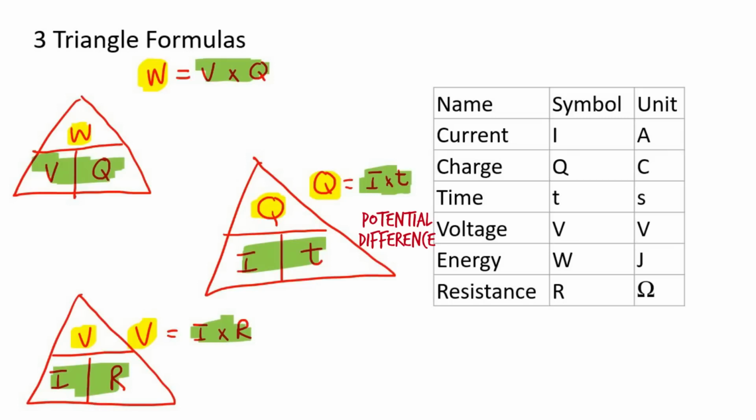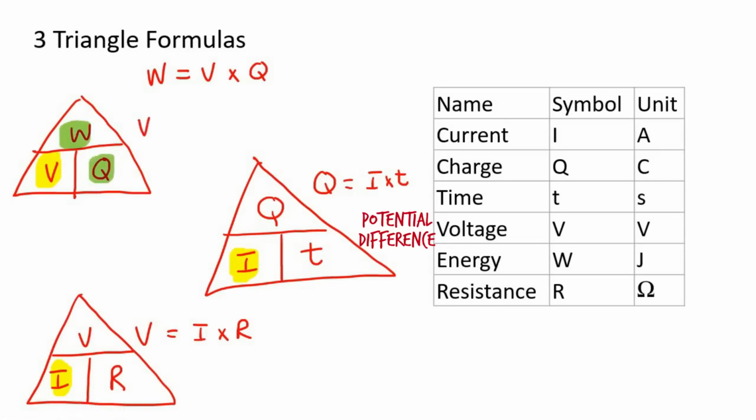Now the next thing is if you are looking for this one, for example, so let's take the lower left one, then if you look at the other two, they are on top of each other. The W is at the top and the Q is at the bottom. So you would say V is equal to W at the top, Q is at the bottom. Try this one. So you would say I is equal, the Q is at the top, the T is at the bottom.